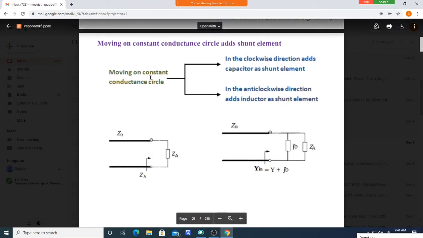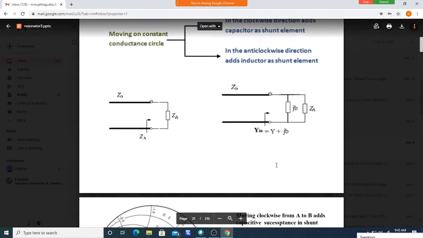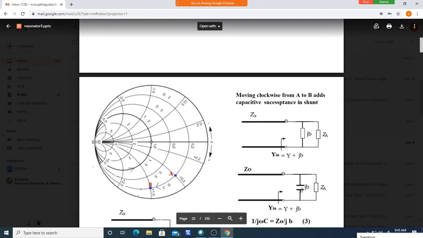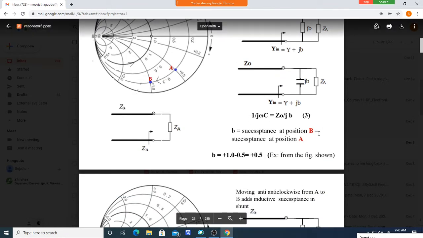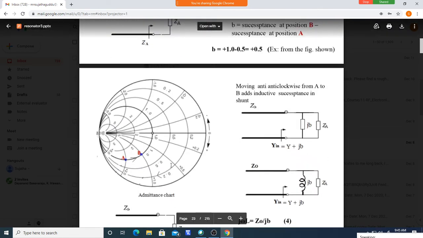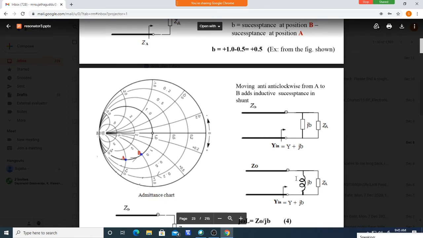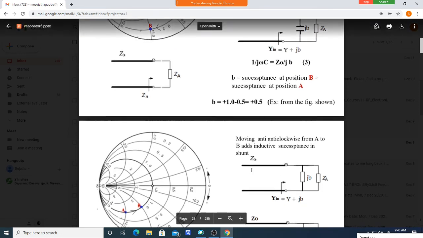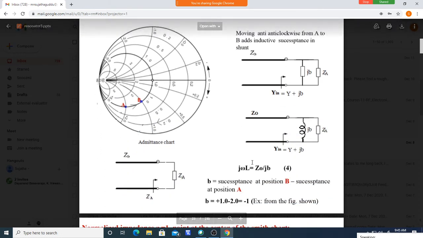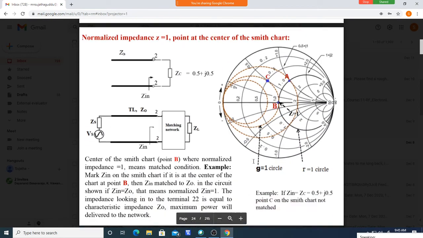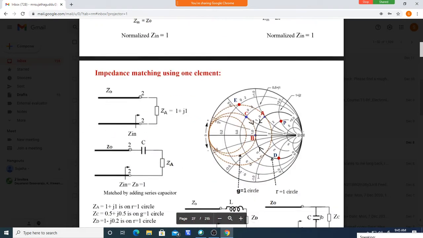Similarly, moving on the conductance circle in the clockwise direction, it is a capacitor in shunt. Use this equation to find the capacitor value. So in your impedance matching network, you should use this procedure to find the values of inductor and capacitor.